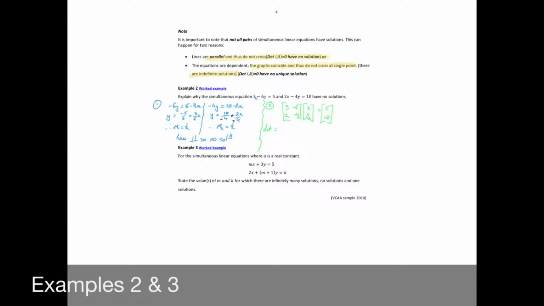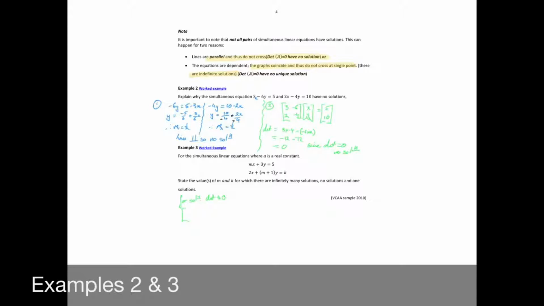So for no solutions or infinite solutions, the determinant has to be 0. So the determinant is the top left, so 3 times negative 4 minus negative 6 times 2. So negative 12 minus minus 12 would give me 0. And since the determinant is equal to 0, we have either no solutions or infinite solutions. Now from the equations, because the two intercepts are different, we can tell that there are no solutions.